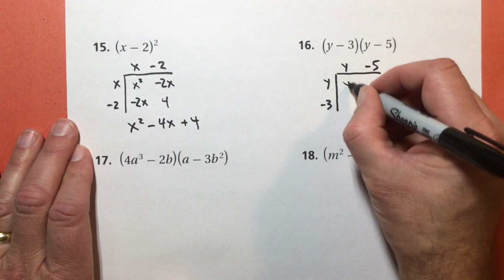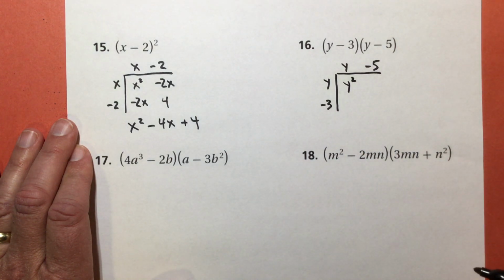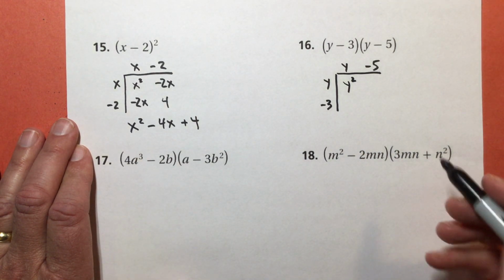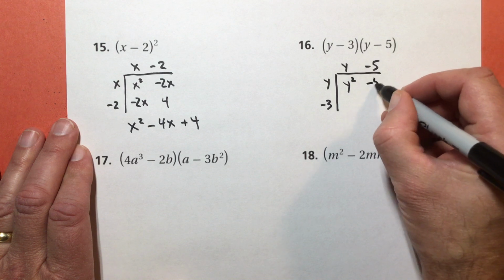Y times y is y to the second power. Actually, just the fact that I even mentioned it may have caused confusion. Y times -5 is -5y.